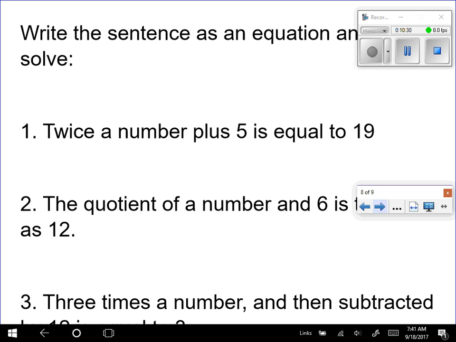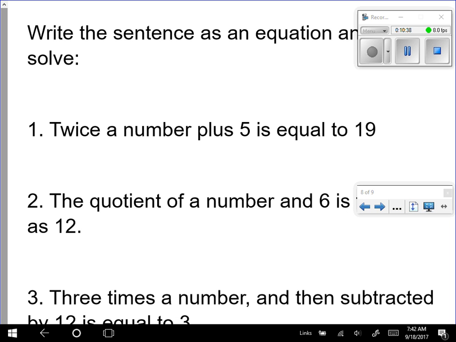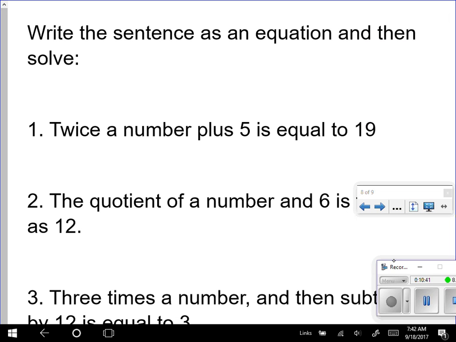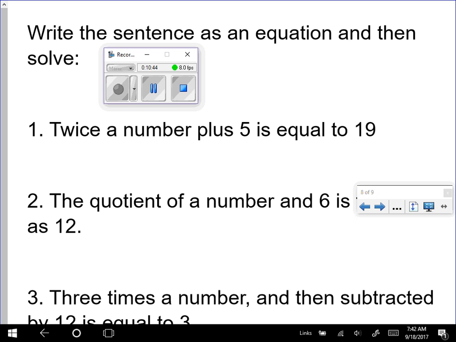Last thing we're going to do today is take sentences and write them as equations, and then solve. So let's look at this first one. It says twice a number plus 5 is equal to 19. What it wants you to do is take the sentence, use the numbers that you know, and write the equation. So we really have to be looking for math words. Twice a number is where we're going to start. If it says a number, we're going to call that x. We're going to call that a variable.